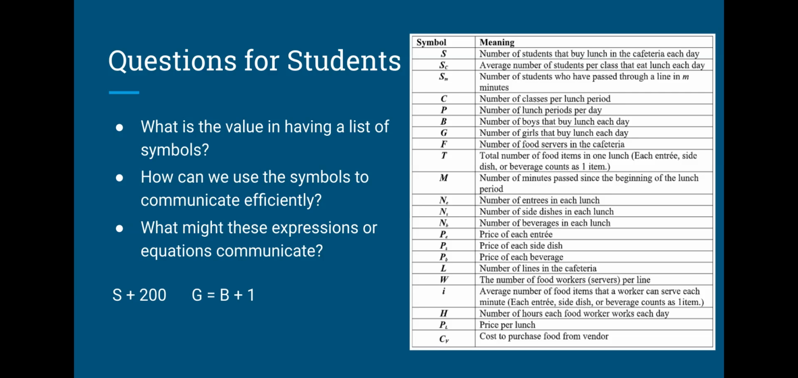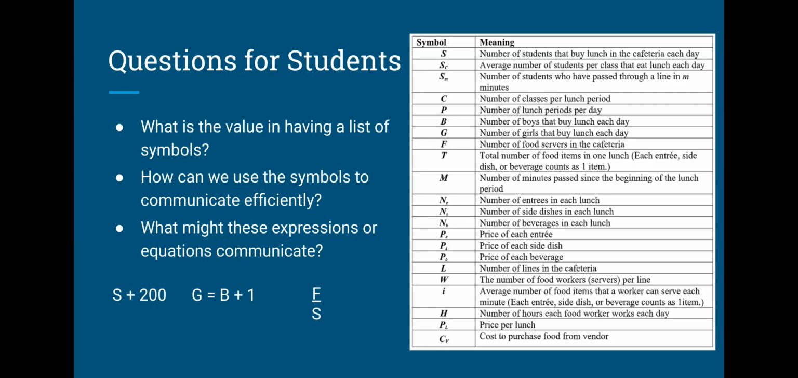How about G equals B plus 1? Well, we know that G is the number of girls that buy lunch each day, and B is the number of boys that buy lunch each day. So now we're actually saying that the number of girls who buy lunch is always one more than the number of boys who buy lunch. And so now the equation has a meaning. It's actually telling us values in relation to each other.